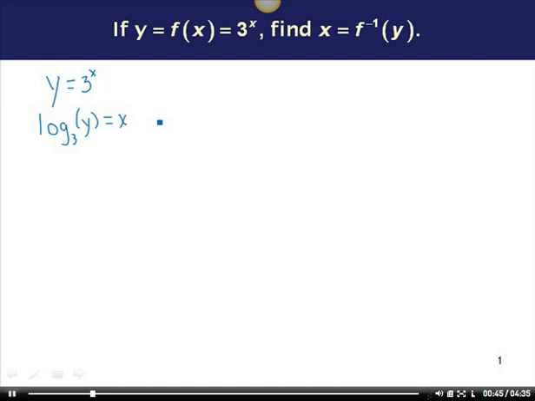Remember that a logarithm is always equal to the exponent, and in this case, our exponent was x. So we have x equals f inverse of y, which equals log base 3 of y. We can verify this graphically. Let's pull up our graphing calculator.